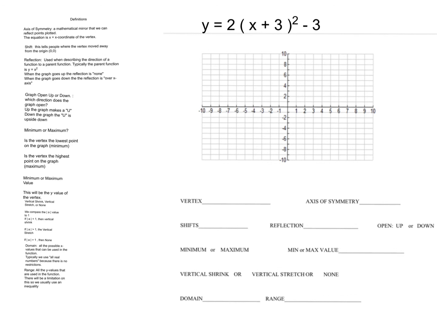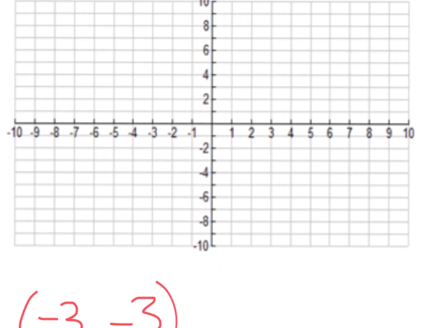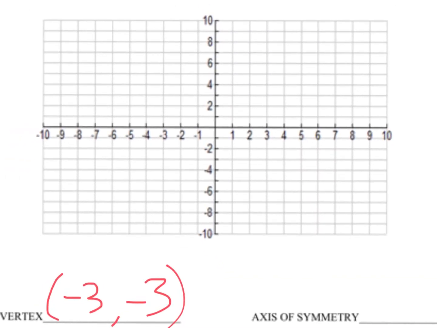Alright, here we go, folks. Again, vertex form. So opposite of that, negative 3. With that, negative 3. Alright, so here we go. Let's graph that thing up and see what we do. So negative 3 by negative 3. Okay, negative 3, negative 3. Right there.